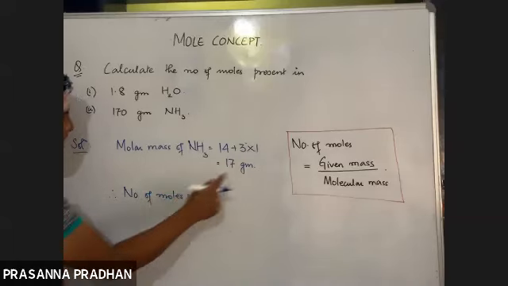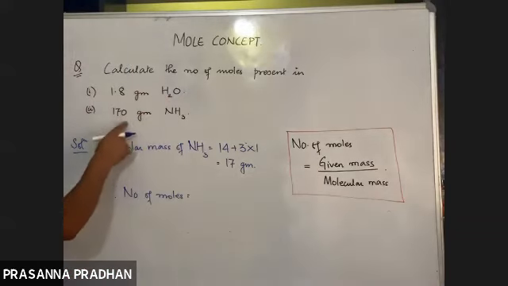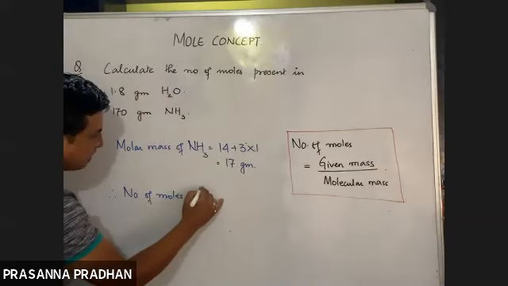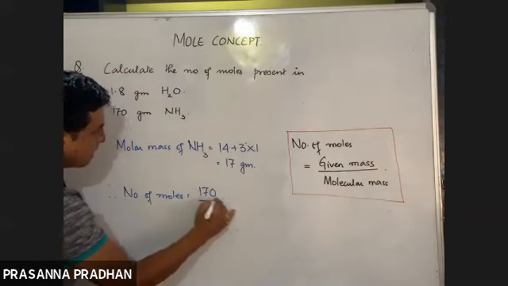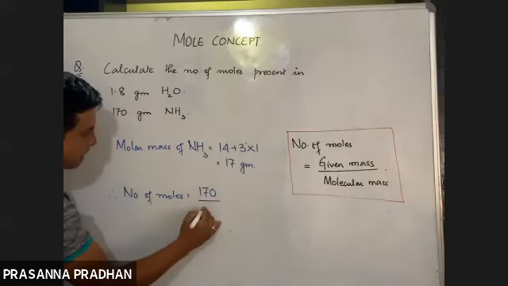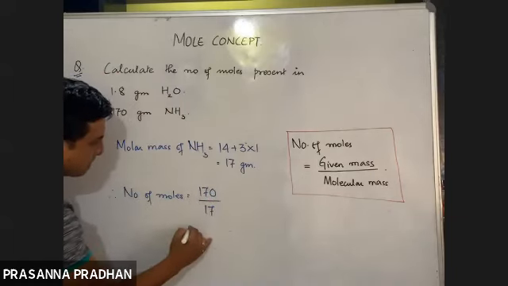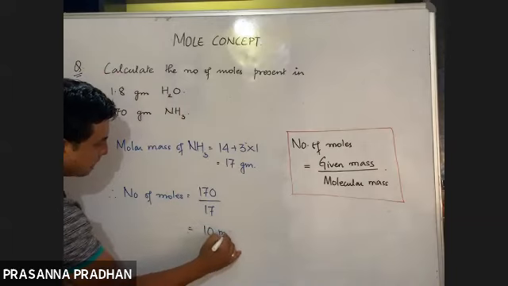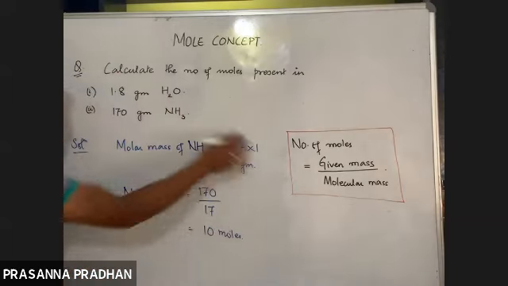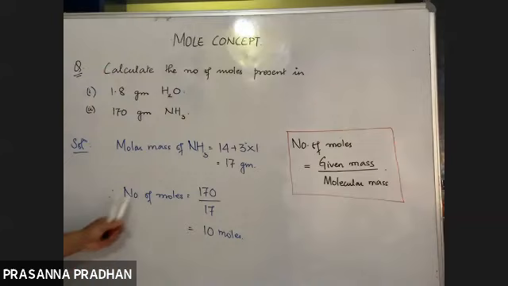So what is the formula? Given mass, what is the mass of ammonia given out here? It is equal to 170 divided by, what is the molecular mass of ammonia? 17. So what is our answer? Our answer is in moles. So yes, we can apply this formula to calculate the number of moles.